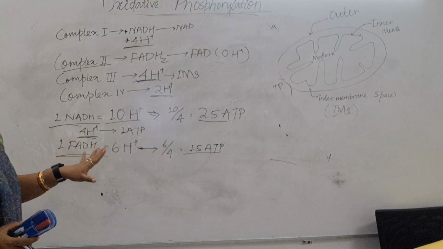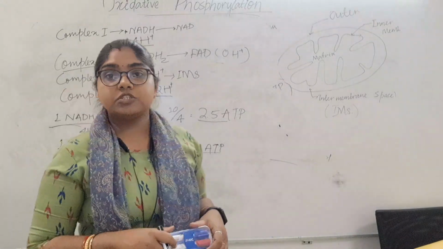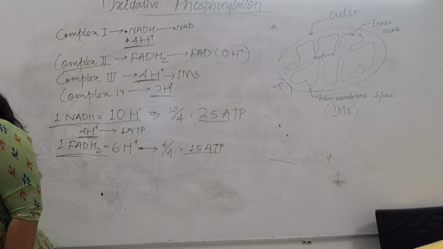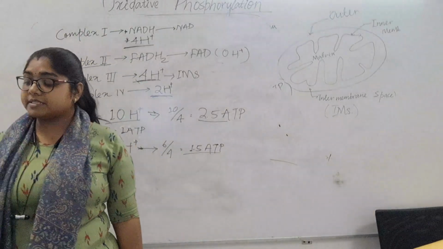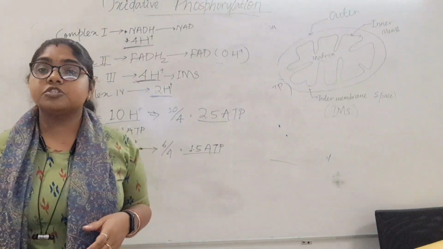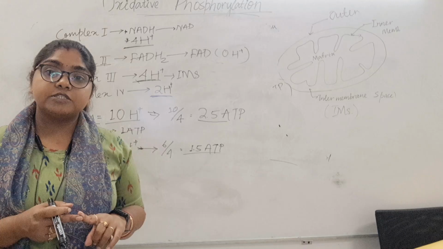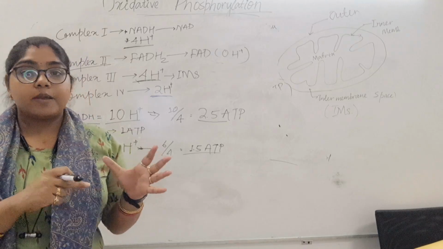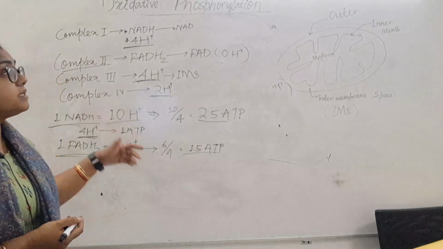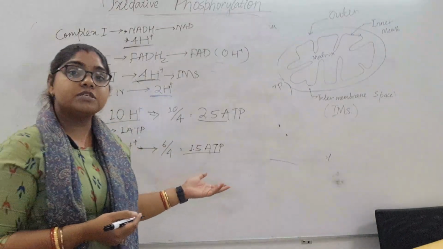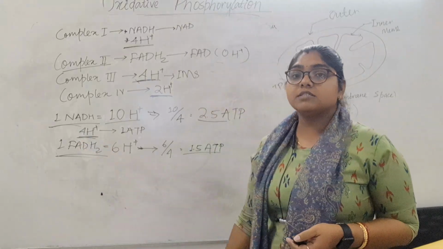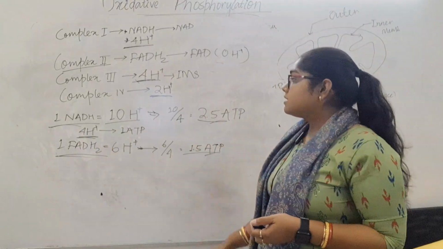So this is about today's discussion, oxidative phosphorylation. In oxidative phosphorylation we have discussed the electron transport chain and chemiosmosis. The electron transport chain consists of 4 complexes, complex 1, 2, 3 and 4. We have discussed all these complexes briefly, and we have discussed complex 5 of chemiosmosis, and also how one NADH and one FADH2 are converted to ATP.